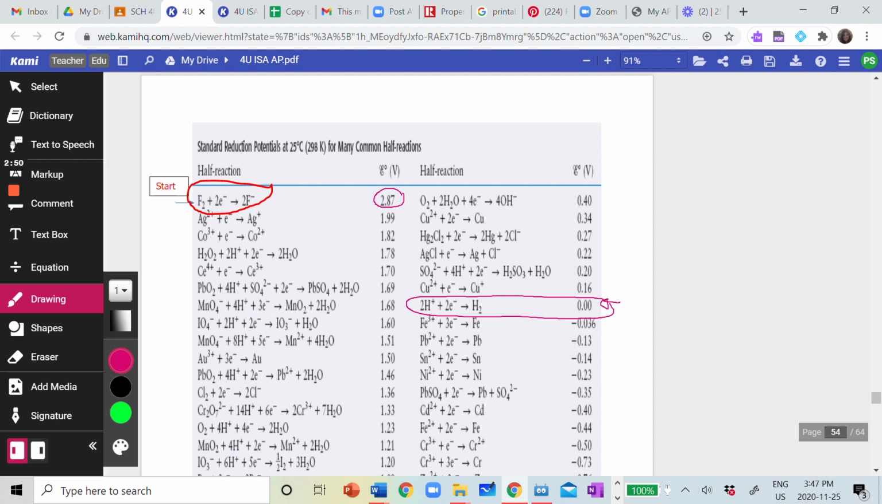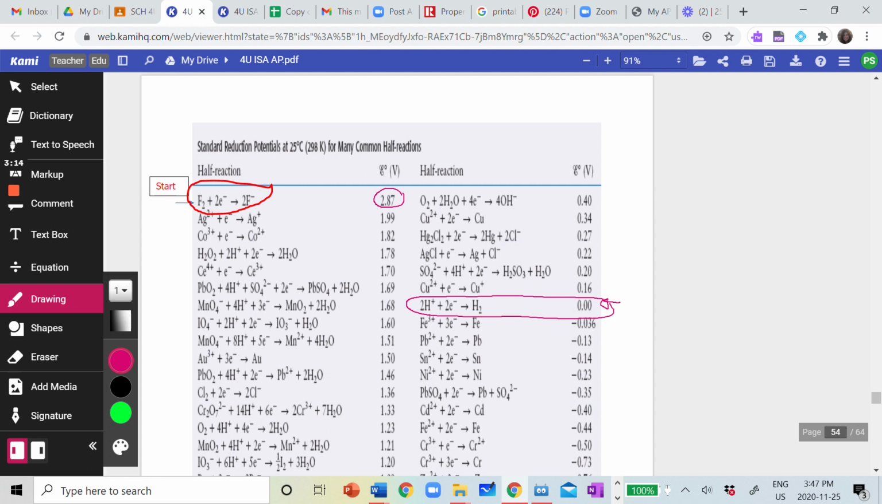So the potential of fluorine to be reduced gives a voltage of 2.87. This one is 0. So in combination with hydrogen, it's the fluorine that will be reduced, and the hydrogen will actually happen in the other direction as an oxidation. Because remember, in a redox reaction, we need an oxidation and we need a reduction. You can't have two reductions, even though this table is only showing reductions.